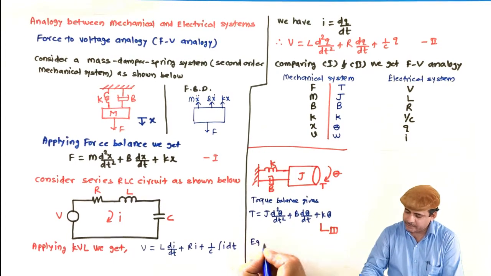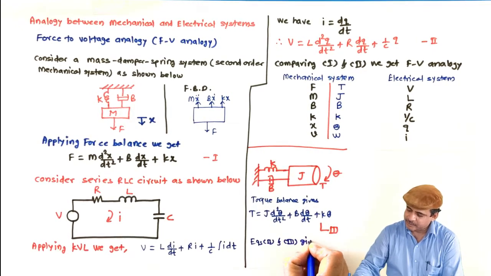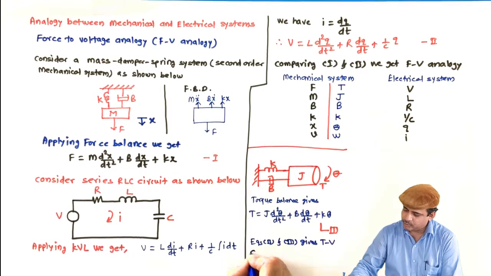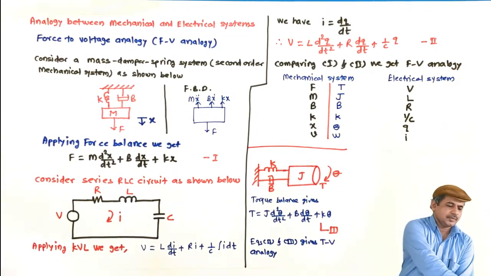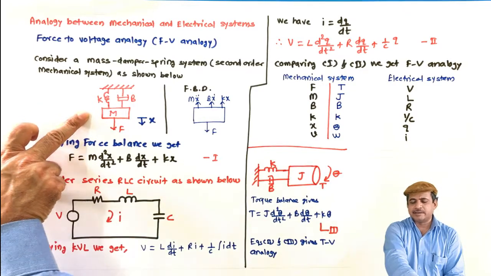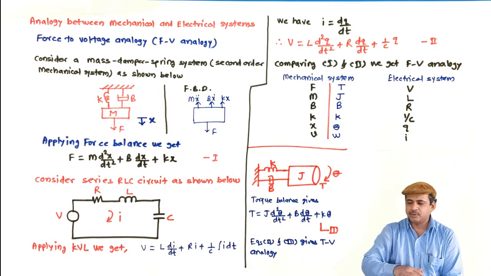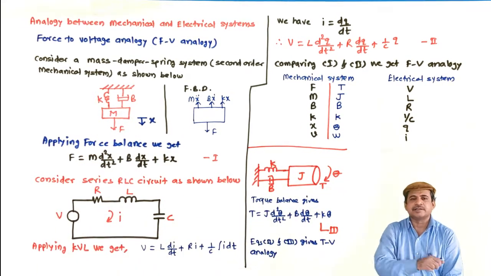So equations 2 and 3 give the torque to voltage analogy. So all in all we have considered a mechanical translational system and rotational system, and we have developed the analogy between these two and the electrical system.